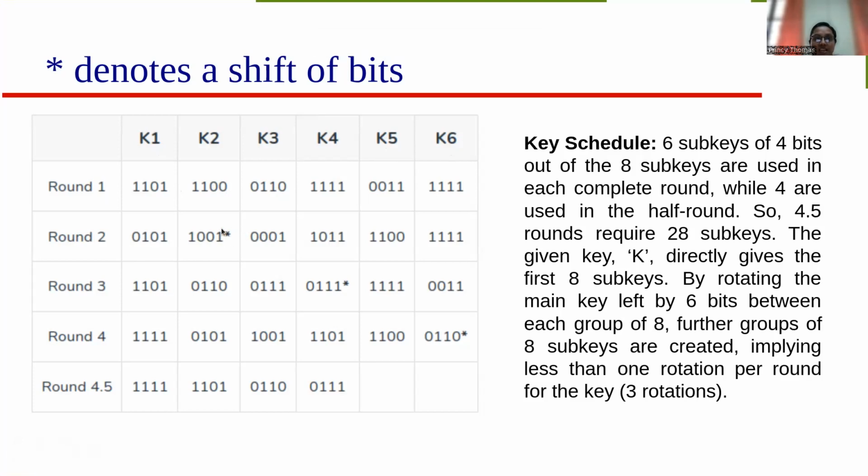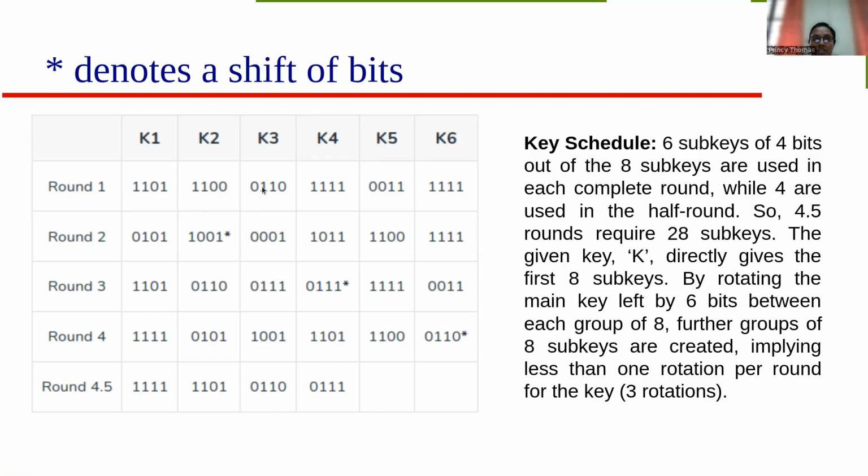Now you can see a star over here. What does that mean? It means that the key is actually 4 into 8, that is 32 bits, and we will do a 6-bit left shift. So these 6 bits will be concatenated over here. So the next round, or the next 8 subkeys, will be from this bit onward.